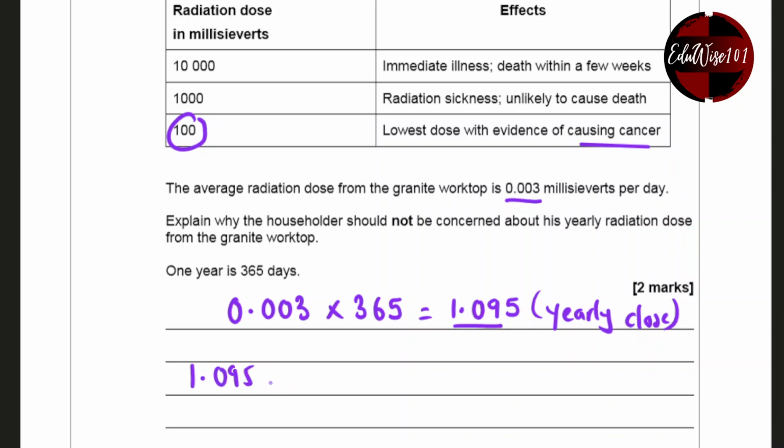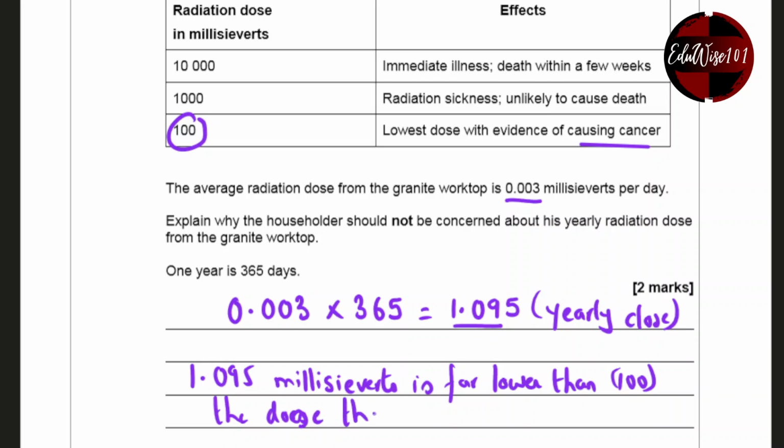So 1.095 millisieverts is far lower than 100, the dose that would cause cancer. Next question.